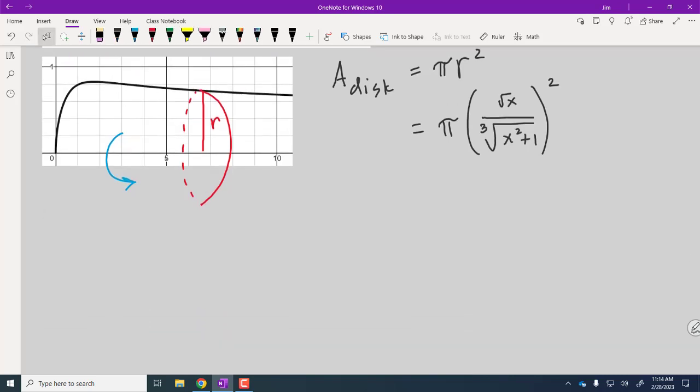All right, so volume will be the integral from 0 to infinity, because this curve goes on forever. So 0 to infinity of pi r squared, the pi can come to the front. Squaring the numerator gives x. Squaring the denominator gives x squared plus 1 to the 2/3. So that will be our volume integral.